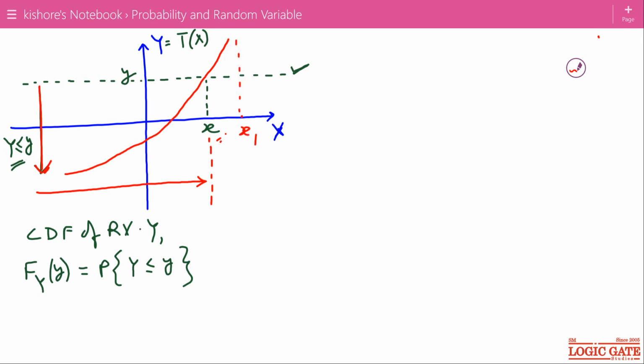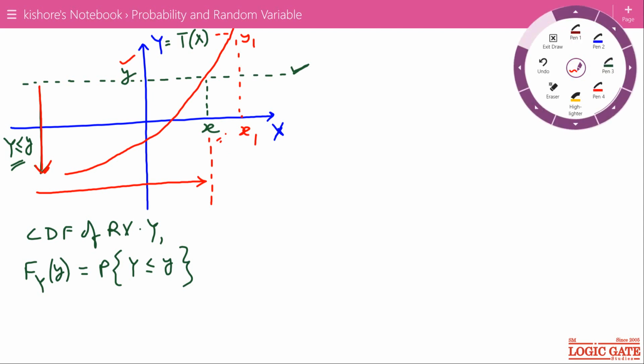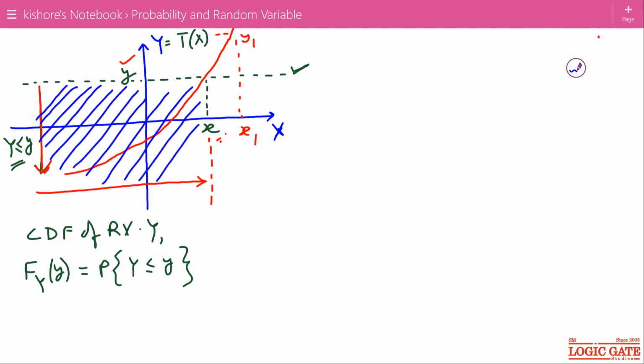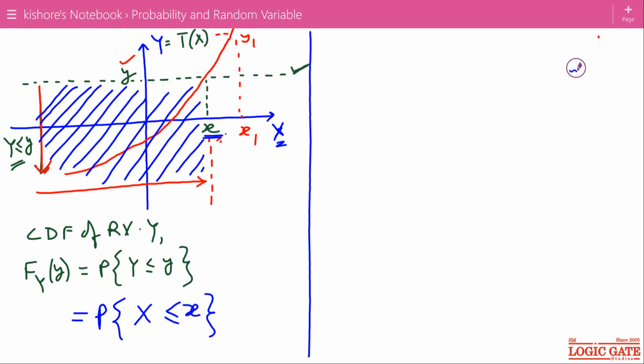So the corresponding y1 will be greater than small y, and it is not the desired probability. So we will be limited to this region. So in terms of x, probability that capital Y less than or equal to small y is equal to probability that this capital X is less than or equal to small x. So CDF of random variable y is probability that capital X is less than or equal to small x.